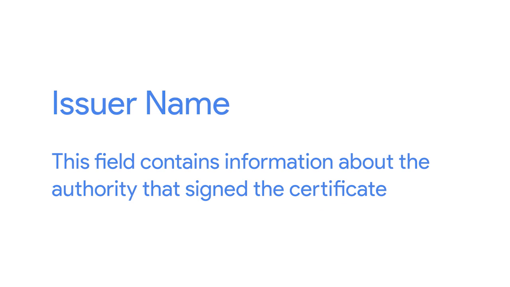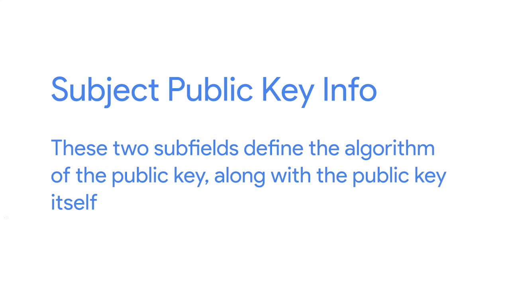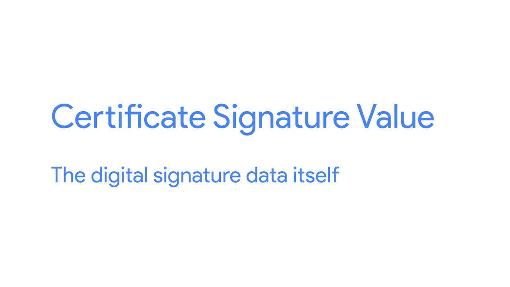This field contains information about the authority that signed the certificate. Validity. This contains two subfields, not before and not after, which define the dates when the certificate is valid. Subject. This field contains identifying information about the entity the certificate was issued to. Subject public key info. These two subfields define the algorithm of the public key, along with the public key itself. Certificate signature algorithm. Same as the subject public key info field, these two fields must match. Certificate signature value, the digital signature data itself.